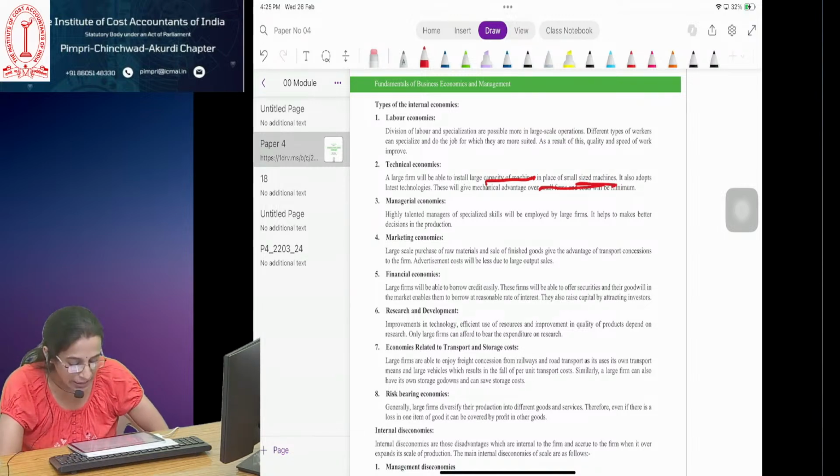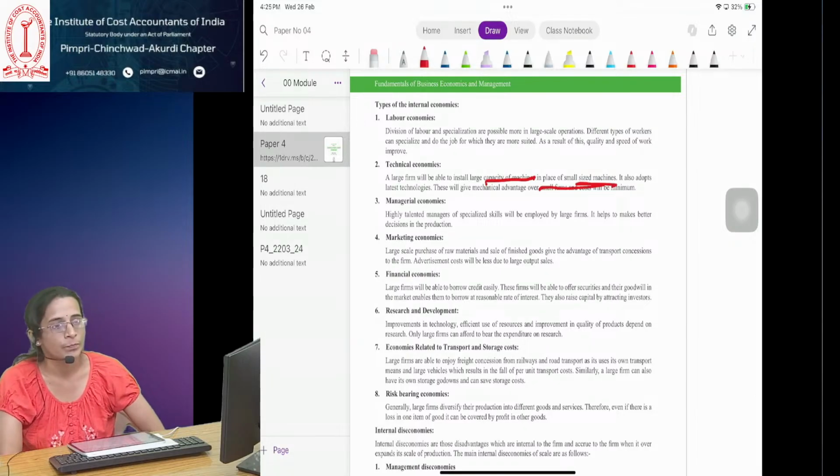Now what they are saying? Marketing economies. See, if I am producing on a large scale, I will require large amount of raw material. If I want a large amount of raw material, I will get more discounts, right? I am purchasing it in a large quantity. So the cost will again be minimum. And transport concessions will also be there. If anyone purchases on a large scale, you get benefit, right?